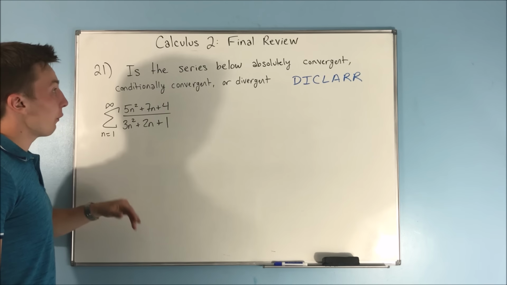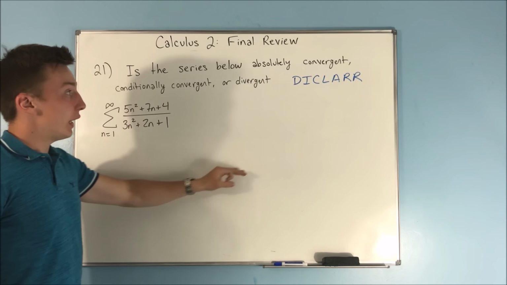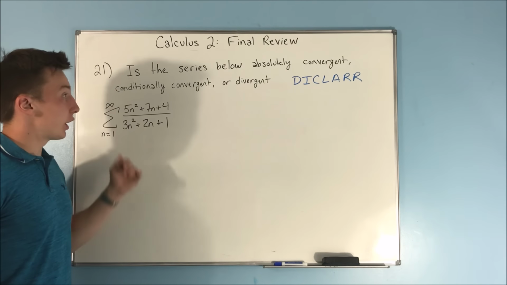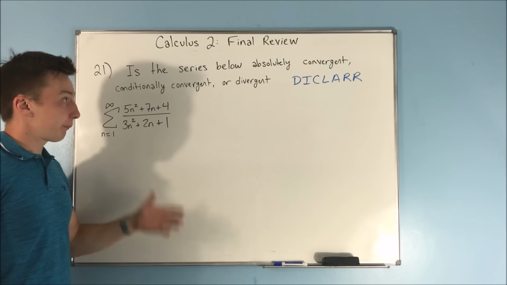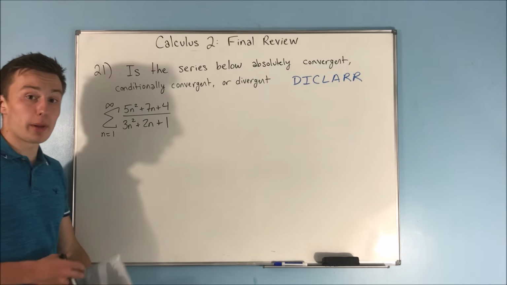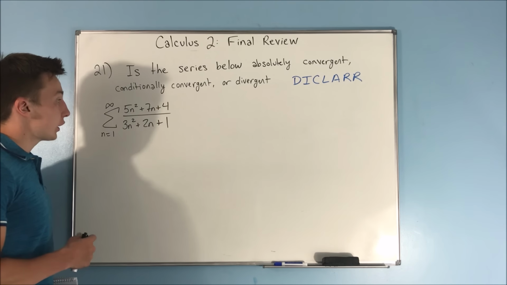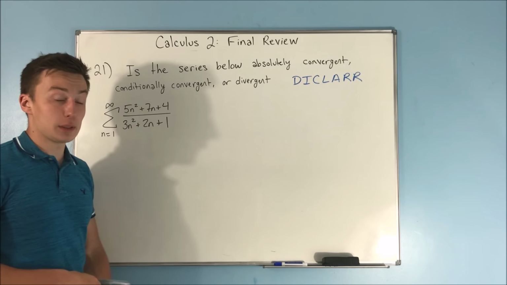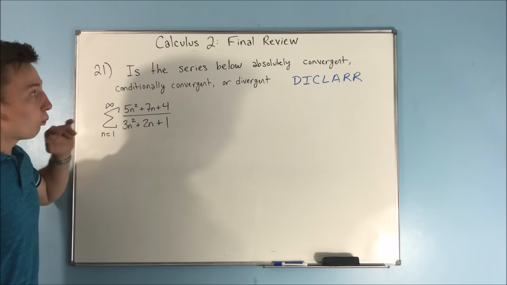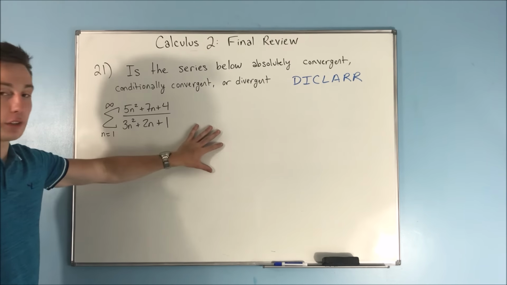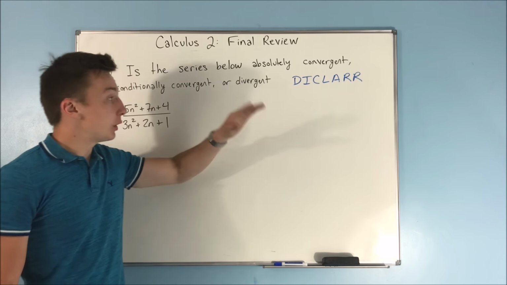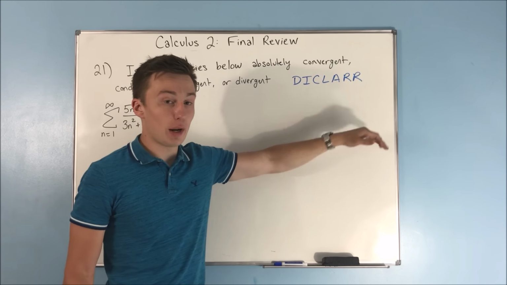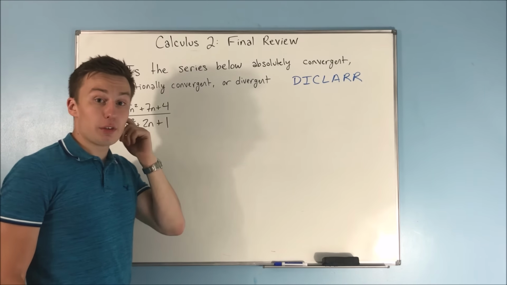So for question 21, we want to see if the series below is absolutely convergent, conditionally convergent, or divergent, and our series is the sum from n equals 1 to infinity of 5n squared plus 7n plus 4 over 3n squared plus 2n plus 1. And remember, for trying to see if series converge or diverge, we should be using the acronym DICLAR.